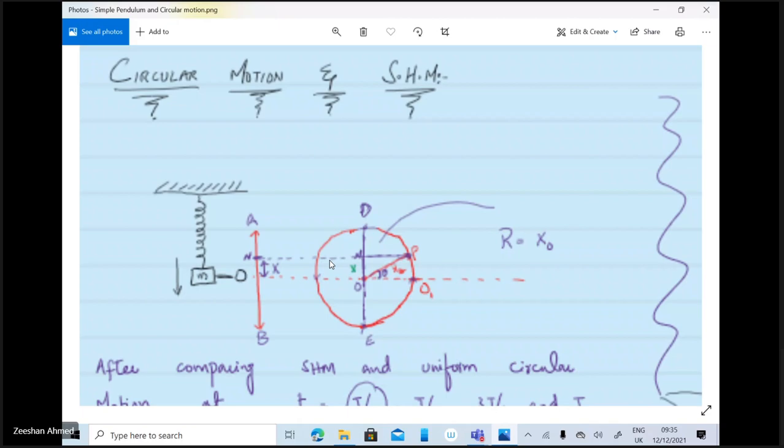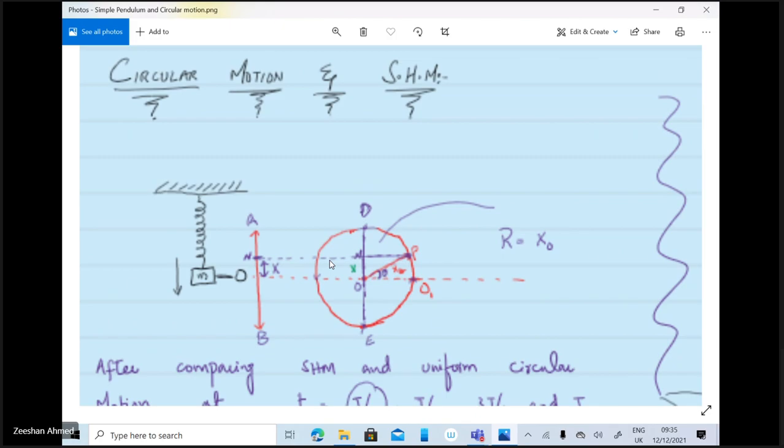What was amplitude? The maximum displacement from the mean position. So when the object reaches from P to D, this pointer reaches from 0 to the maximum position. Therefore, instead of writing R, the simple radius, I simply wrote it as x naught. We know that x naught is the amplitude. If you want to write R, you can write R. But why did I write x naught? Because x naught is telling us the amplitude.